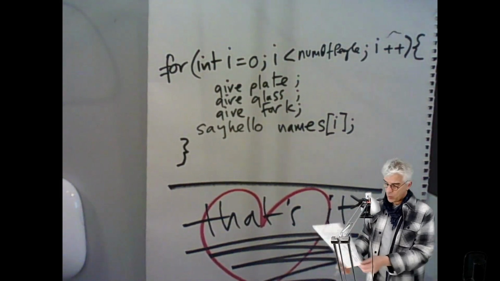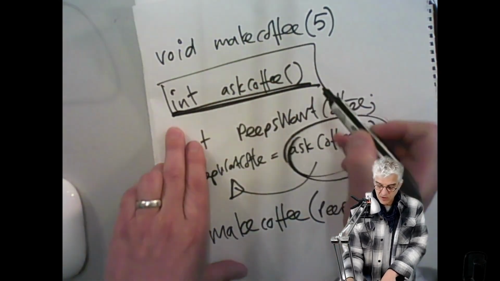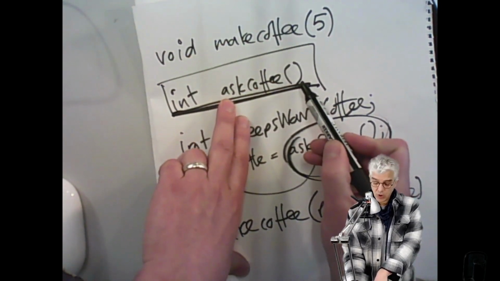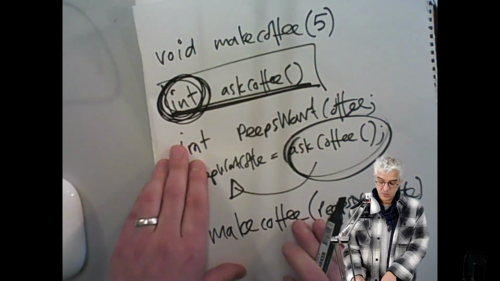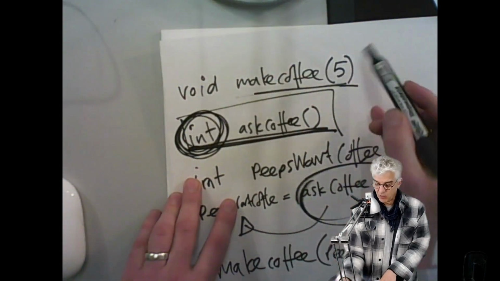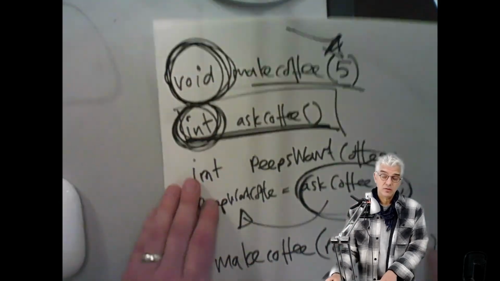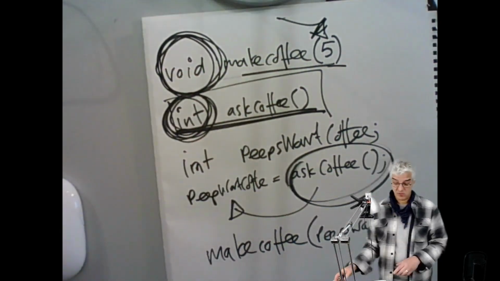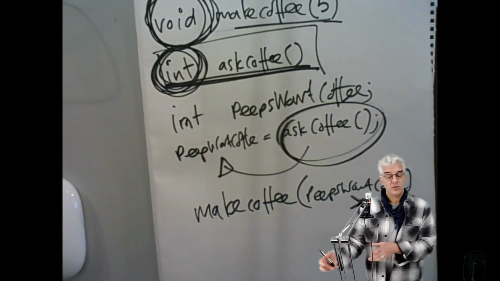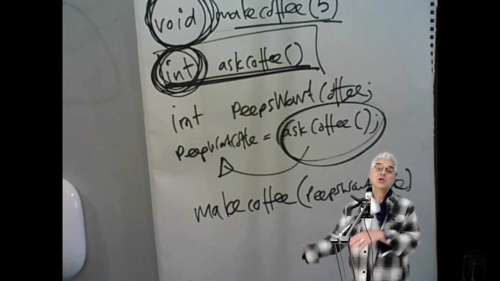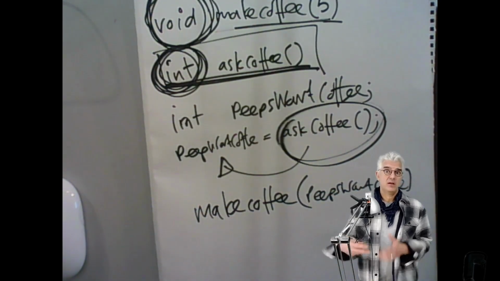In our peeps want coffee example, we've said it's now a function that finds out how many people want coffee and returns us an integer. Whereas make coffee, you can see it just makes the coffee for an integer that we pass it, and it returns nothing, it returns void. So that's what that means, void. It's empty, doesn't return anything. And we could get things, functions that get sent strings, get sent objects, get sent floats, and return us strings. So you can say, go and ask somebody's name and give me back a string containing their name.